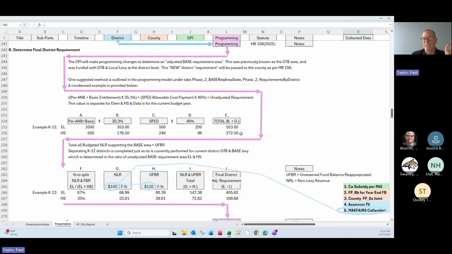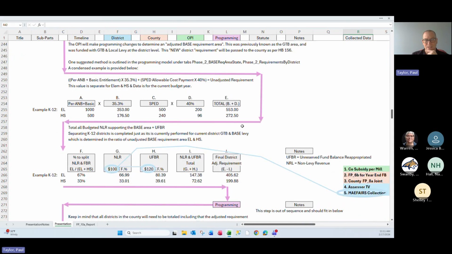This is essentially the FY 2027's levy area, or what I'm terming now as the requirement area, because this is the amount required for the county to help the district to fulfill by levying at the county level. But this is not what I want to send to them. I need to go into a little bit more detail. Here's what we're going to do next.